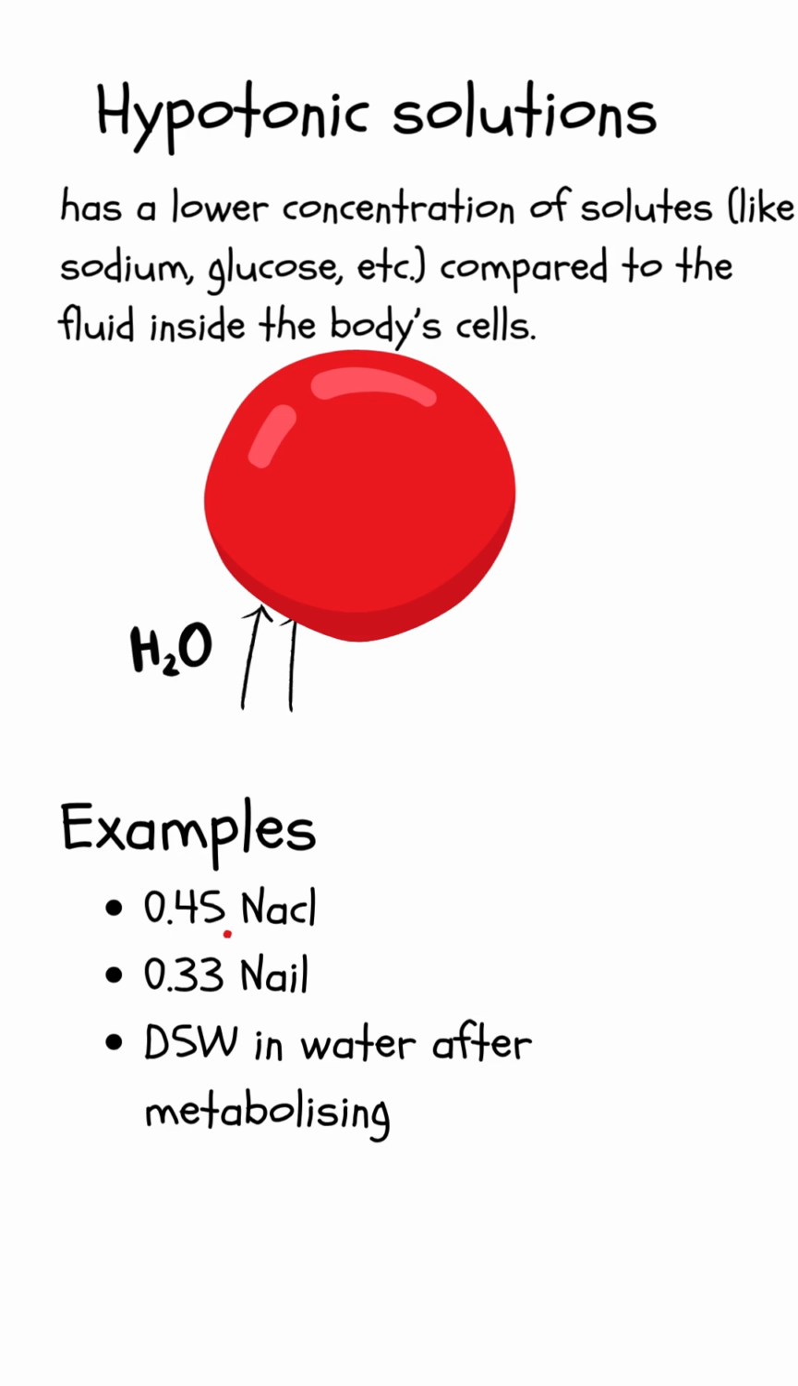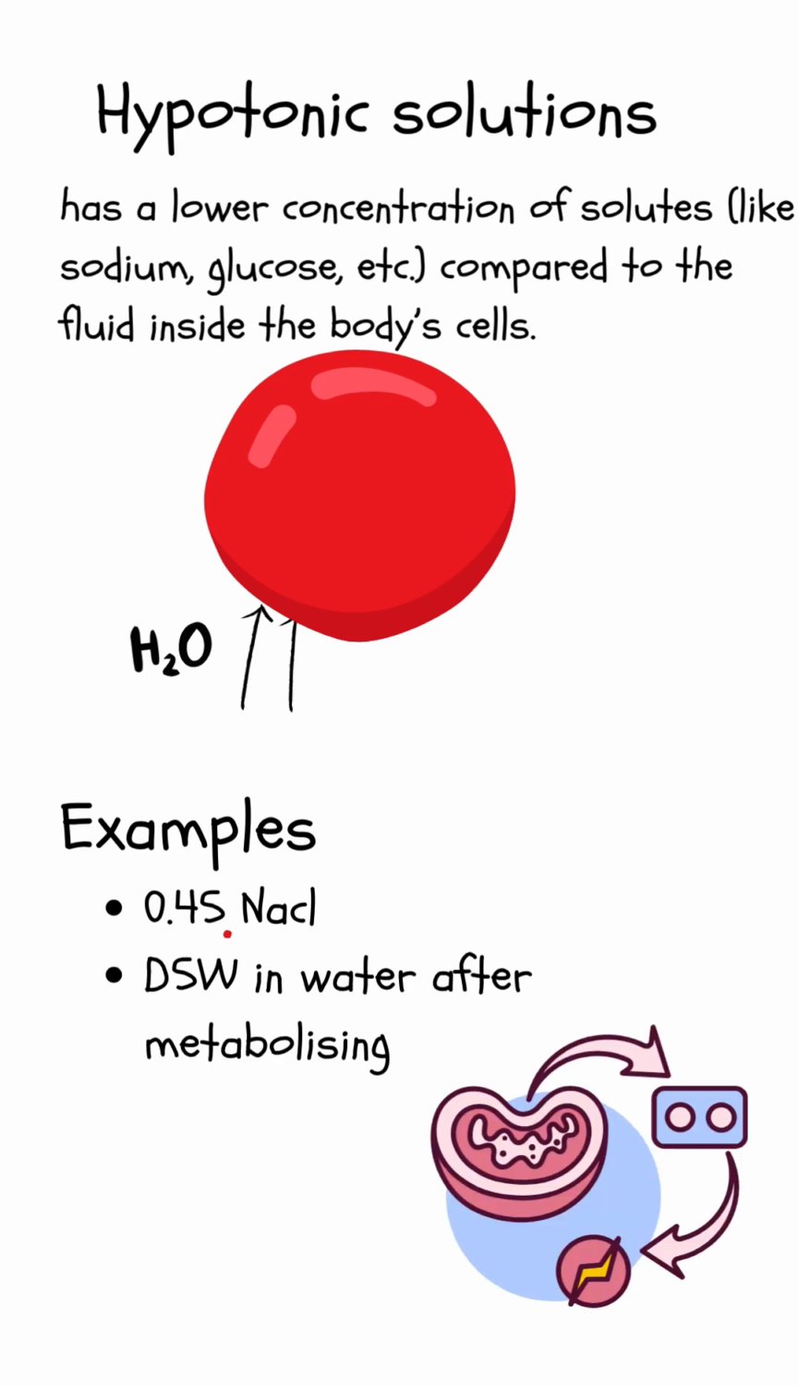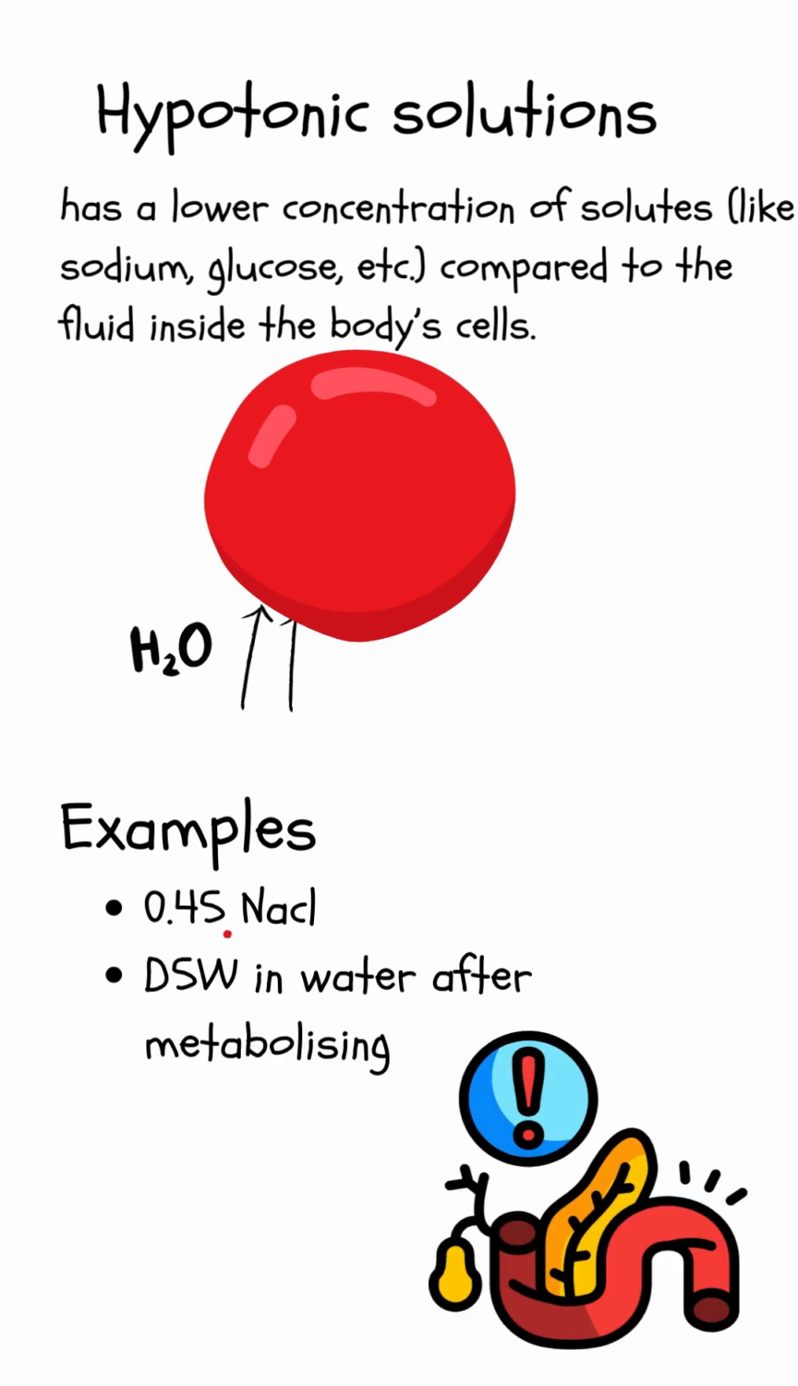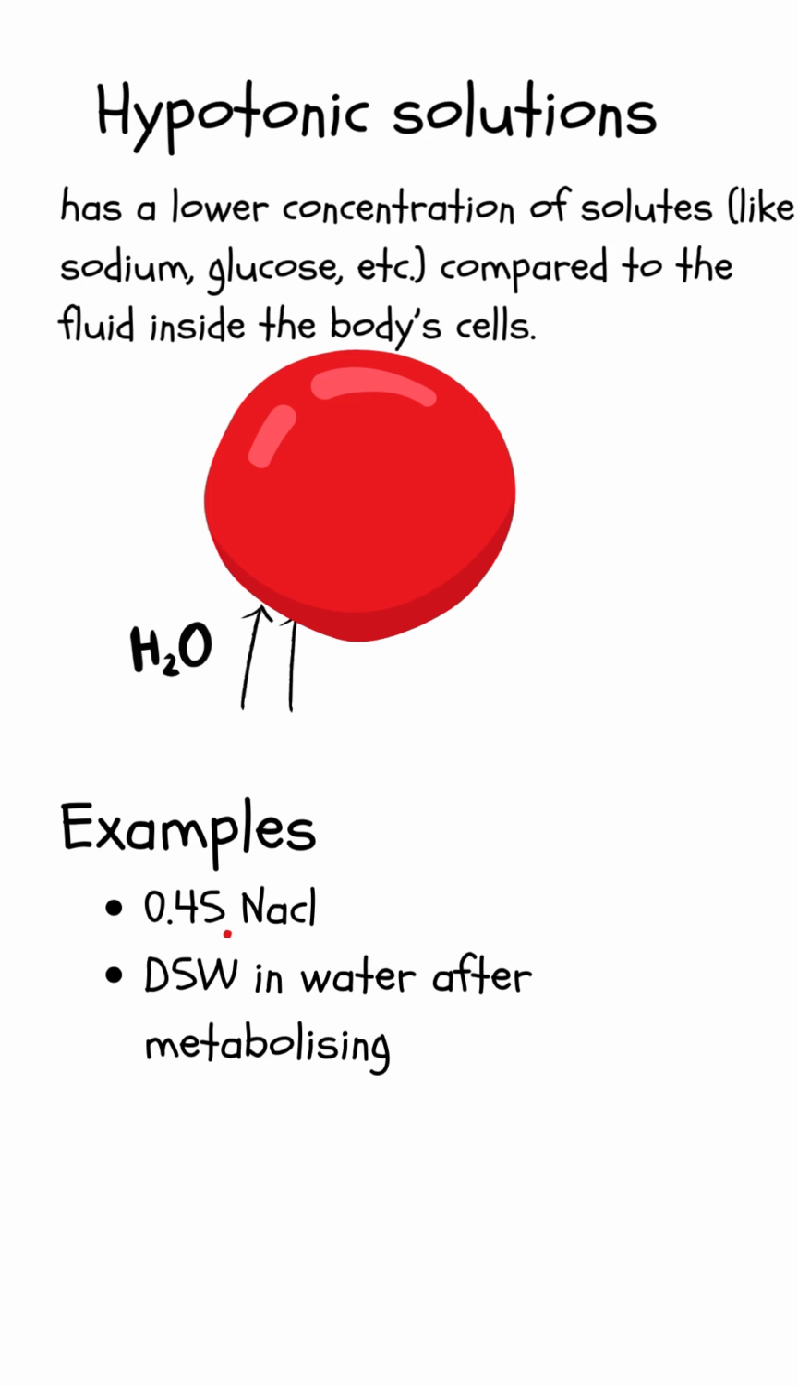Some common examples of hypotonic IV solutions include 0.45% sodium chloride, also called half-normal saline, 0.33% sodium chloride, and 5% dextrose in water, D5W. After metabolism, D5W becomes hypotonic inside the body. These fluids are typically used for conditions like cellular dehydration, diabetic ketoacidosis, DKA, or in cases where cells need rehydration without extra salt. However, it's very important to be cautious. Hypotonic solutions are not recommended for patients with brain injuries or increased intracranial pressure, as the swelling can worsen their condition.